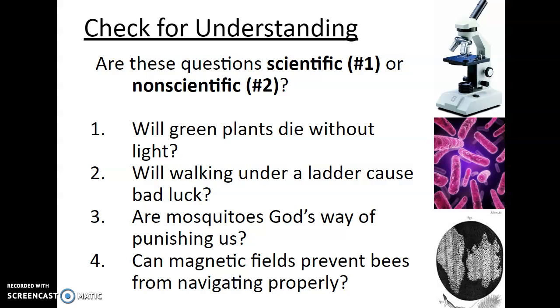Is this observable? Yes, we actually could see this. Magnetic fields you can't quite see with the naked eye, but you could probably demonstrate this in some other way. And is this testable? We could design an experiment where we would alter the magnetic fields, maybe using small magnets, to see if bees can still navigate or not. So for this, number 4, I would say is a scientific question.